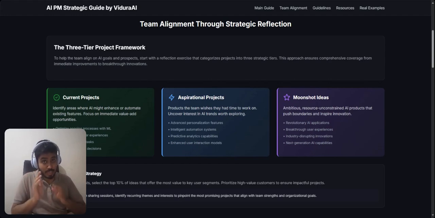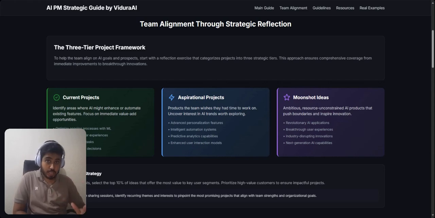And the next thing is aspirational projects. If we talk about these aspirational projects, these are the products that your team wishes they had time to work on. They are inspired. But this is where you uncover hidden interest in AI trends and take a shot. For example, advanced personalization features, intelligent automation systems, or predictive analytic techniques.